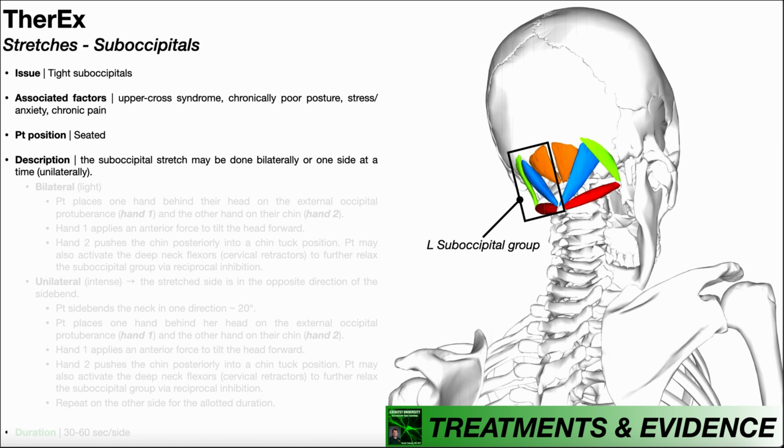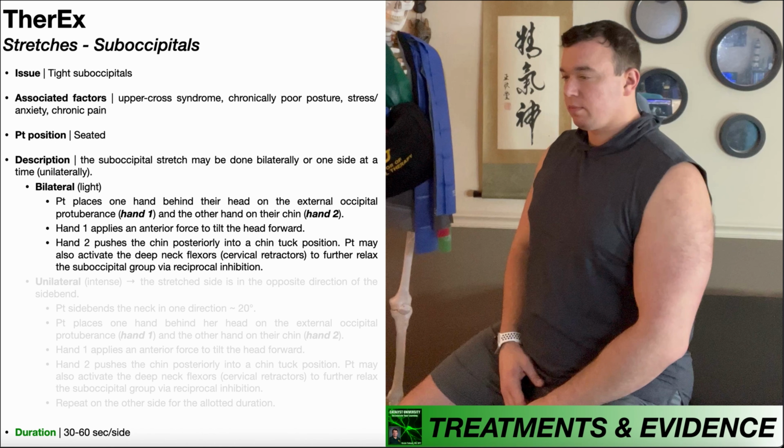The suboccipital stretch is typically done in the seated position, and it can be applied bilaterally or unilaterally. Bilaterally meaning we stretch both suboccipital groups at the same time, unilaterally meaning we bias the left side or we bias the right side for stretch. Let's first take a look at the bilateral stretch, which is lighter and less intense.